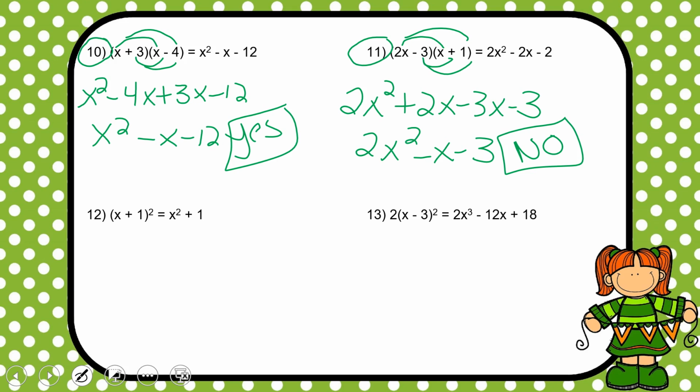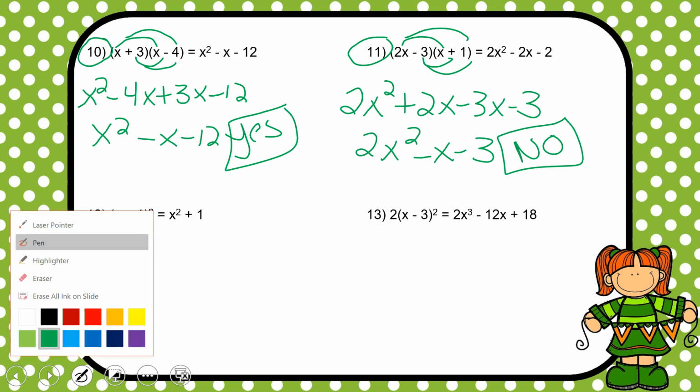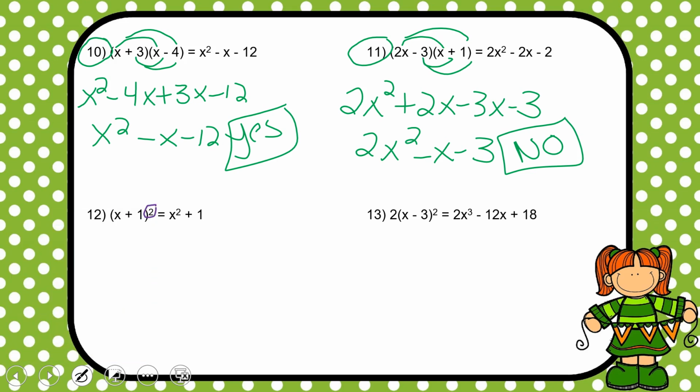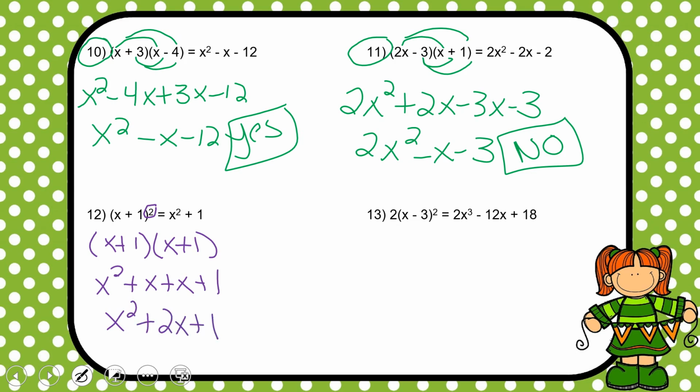On 12 and 13, these are similar, but we want to make sure that we understand what this squared out here means. Last chapter, we talked about how you can never distribute an exponent. Never, never, never. You have to understand that that means x plus 1 times x plus 1. Now, when I multiply this out, do I get what was right here? And in this case, that's a no.